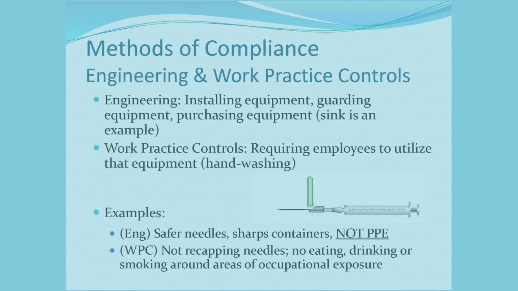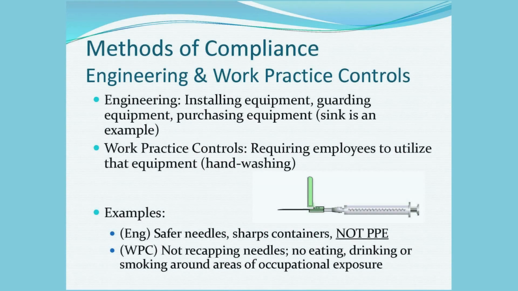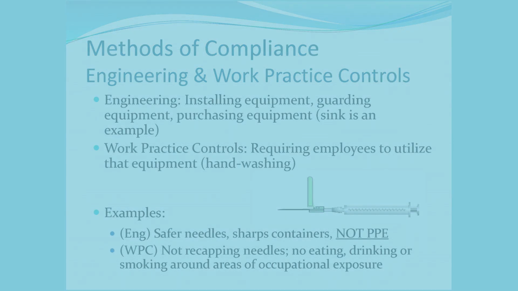Engineering controls reduce hazards by isolating or removing them, such as safer needles, sharps containers, or hand-washing stations. Work practice controls rely on what employees do, like not recapping needles, washing hands, and avoiding eating or drinking in contamination risk areas. Engineering controls come first. PPE is the last line of defense.